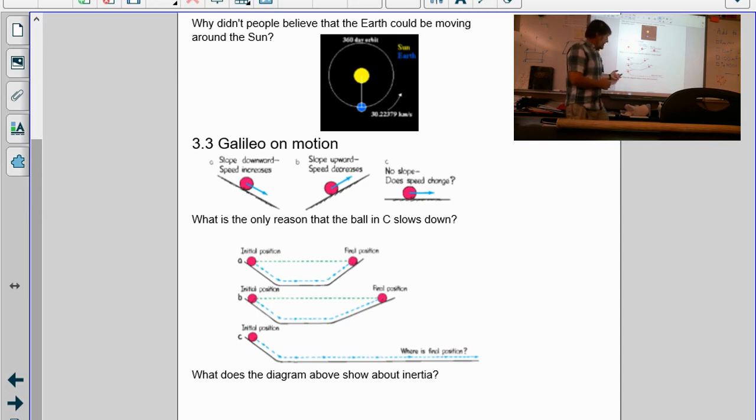So the diagram shows inertia. We've all heard what inertia is. Objects at rest stay at rest. Objects in motion stay in motion unless acted upon by an outside unbalanced force. And it's that end part which people tend to just cut off, but that's the most important part.